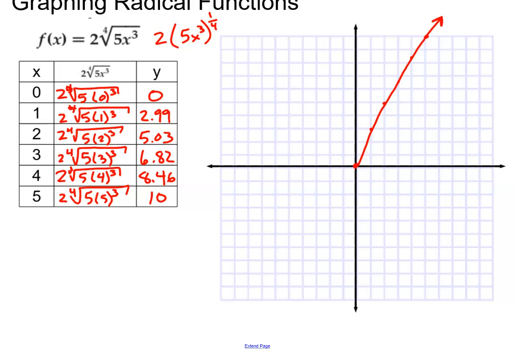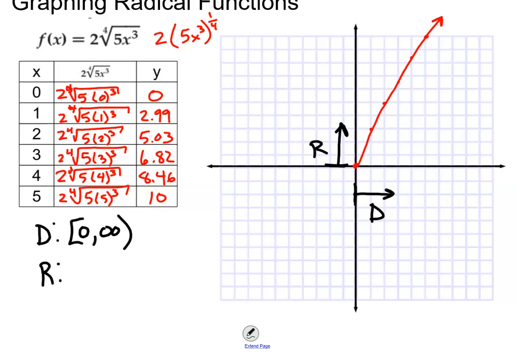But just a couple of things that I'd like to point out. Our domain, our x values, are basically starting at 0 and going up, so that would be including 0, because we could plug 0 in. Then we'd be going up to positive infinity. And our range is actually identical. We're starting at 0 here and going up for our range. So this would be domain and range. Range would be starting at 0 and going up to positive infinity as well.